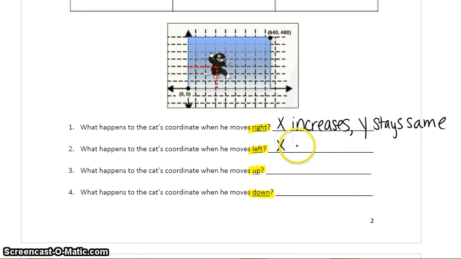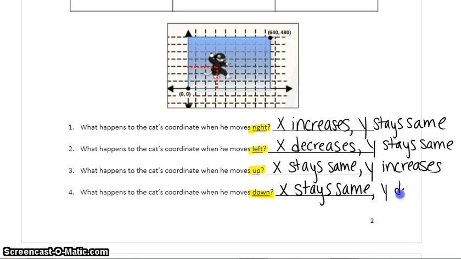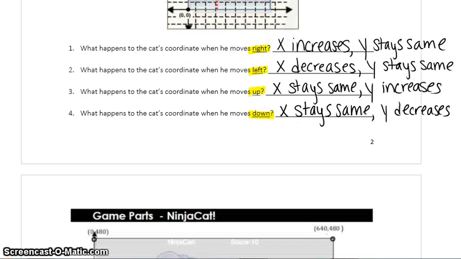Movement to the left is going to indicate that the X will be decreasing and the Y stays the same. There's no movement in the Y direction when the cat moves right or left. However, when the cat moves up and down, this time it's a little bit different because the X is going to stay the same, but the Y is what changes. Up means the Y increases, down means the Y decreases. So this is how we're going to basically be able to teach the computer how to move our characters. Let's take a look at page 3.